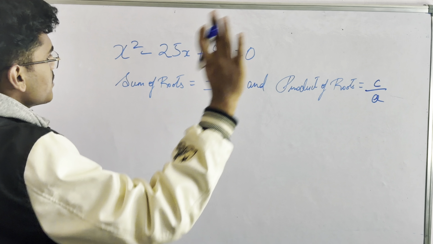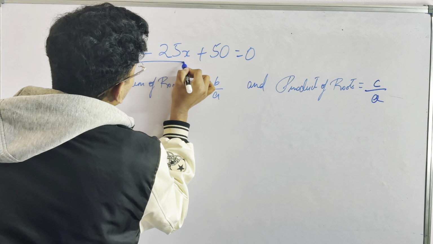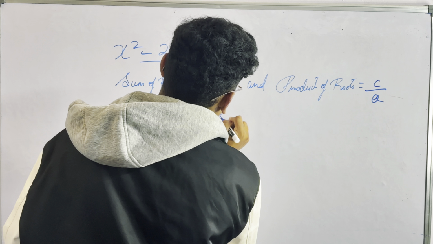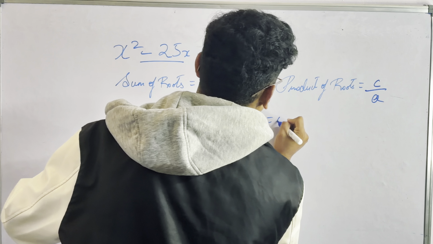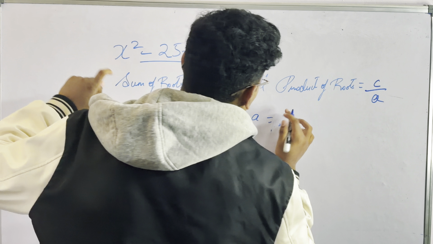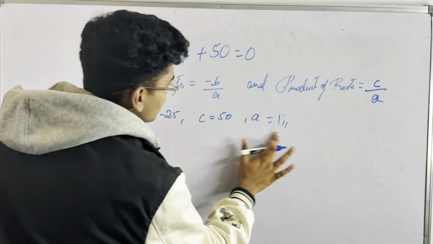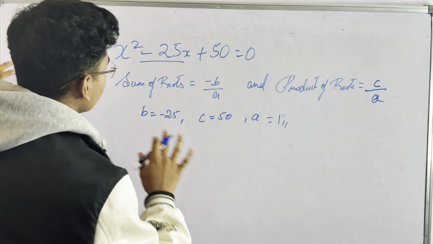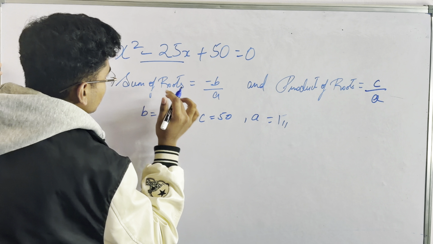The product of roots is c by a, and you should find b. b is minus 25, and c is 50, and a is 1. You all know how to take b, c, and a. So now you take the sum of roots.